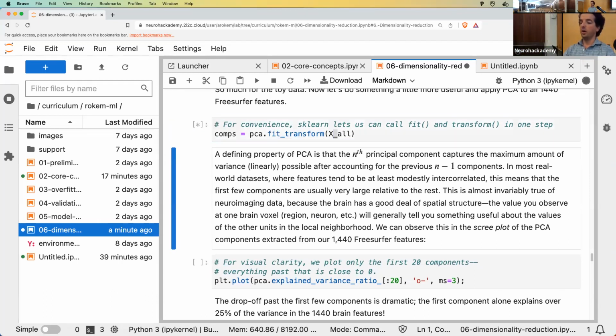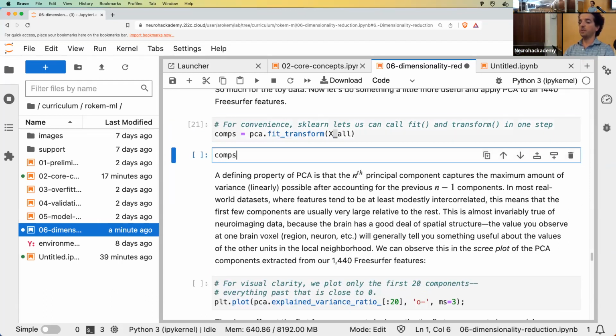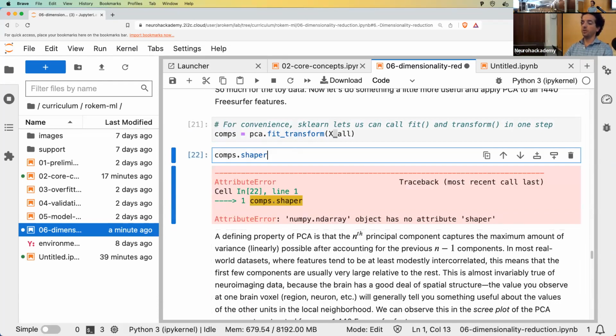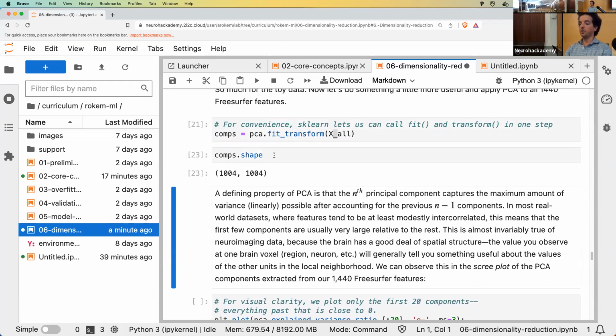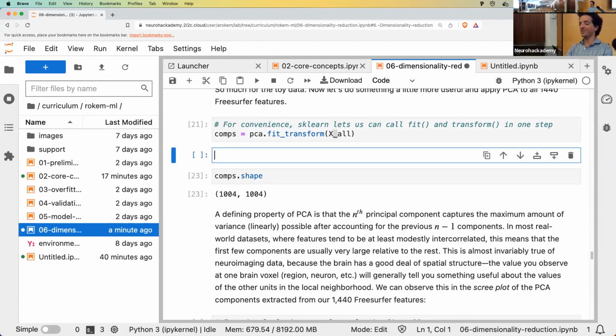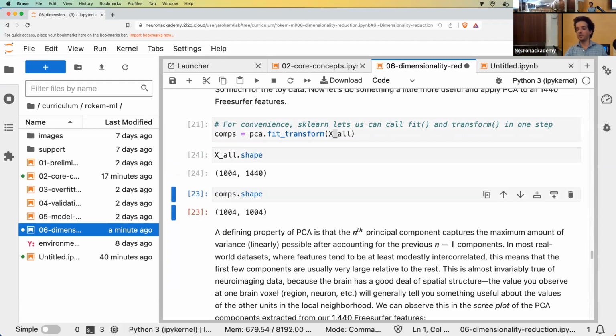So now, for example, comps.shape will be the size of the original. It's not quite the size of the original data, I'll caveat that in just a second. Original data was 1004 by 1440. So these were the original FreeSurfer features. Now we have instead just 1004 principal components.